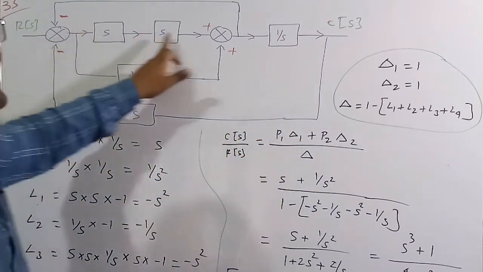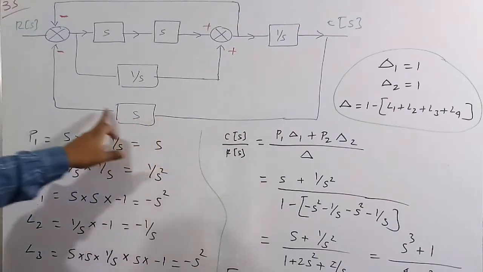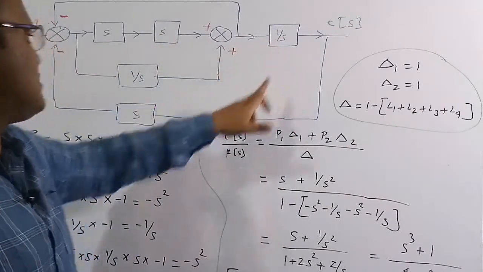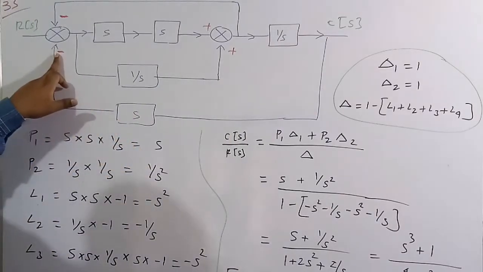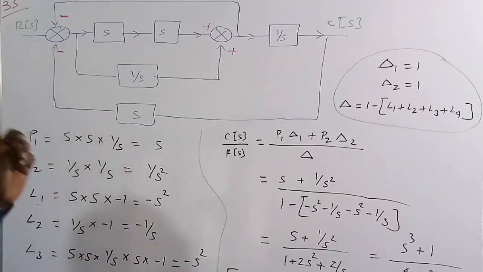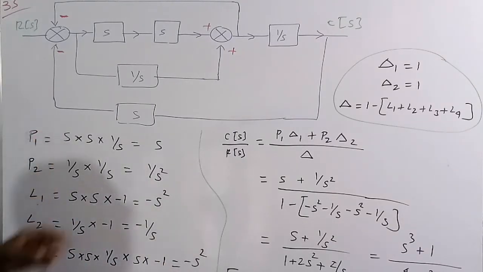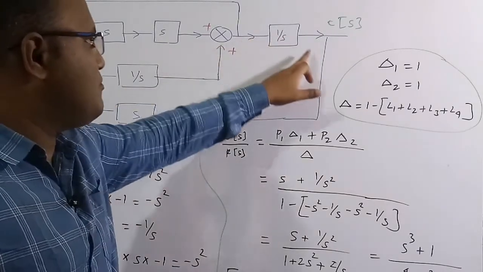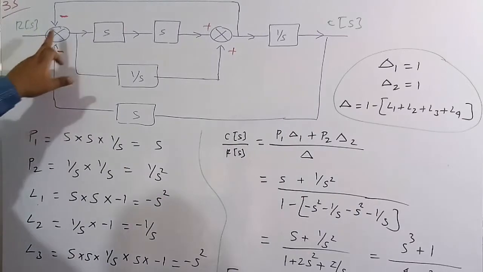I want to know the gain of this third loop. You have to multiply each gain, which is S into 1 by S into minus 1. So we get minus 1. And there is also the last closed loop, the fourth loop, which goes this way. This is also another loop. So basically there are 4 loops.